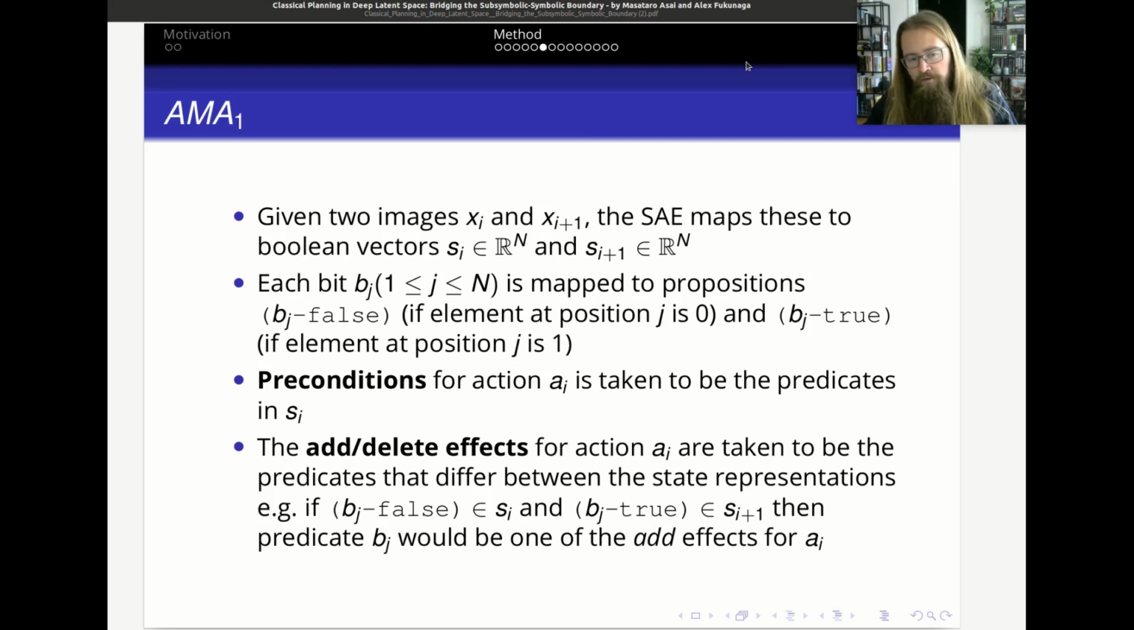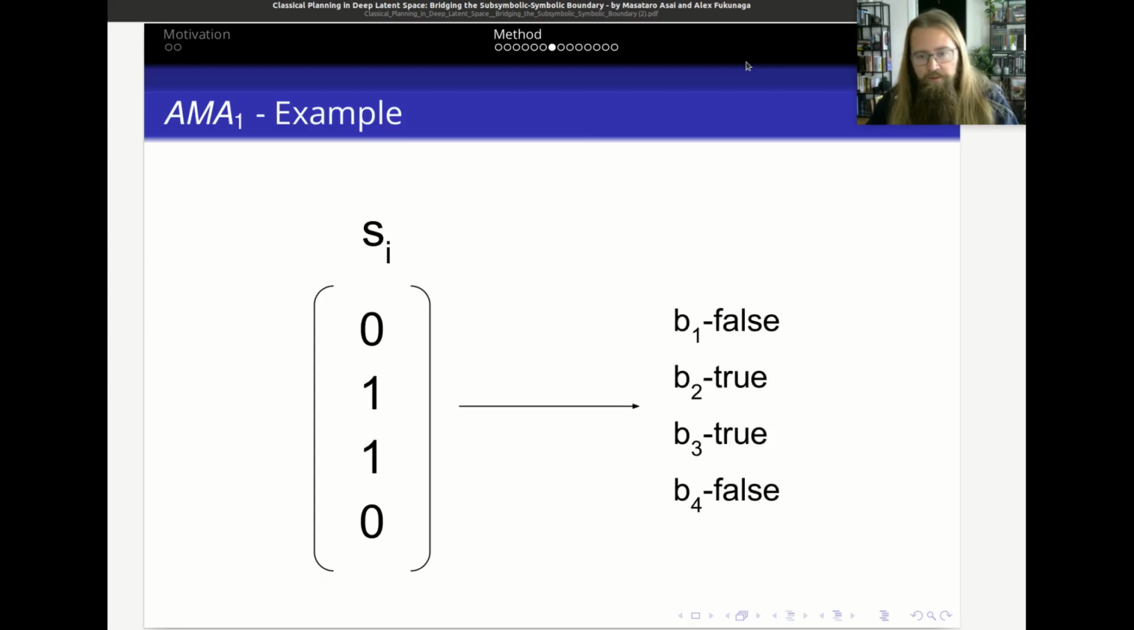And then what they do is they say, okay, so we have this first symbolic state. All of the predicates that are true in the state are taken as preconditions. And then for the add and delete effects, they look at which predicates changed from the first to the second state. If the predicate went from being false to true, that would mean an add effect. And if the opposite were the case, then that would be a delete effect. So here is an example of a Boolean vector that is mapped to these symbolic predicates.